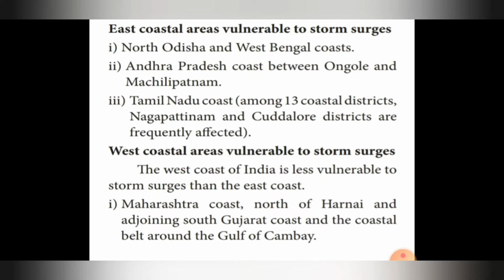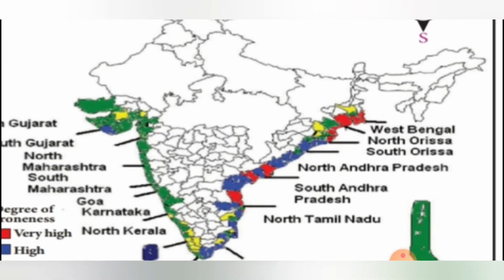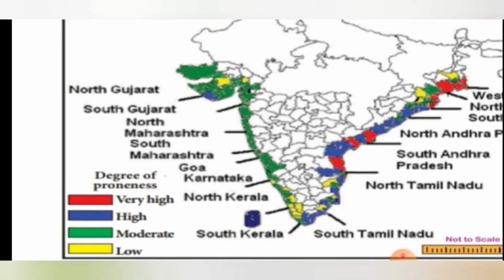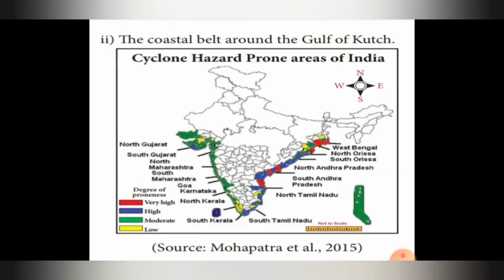Next one is west coastal areas vulnerable to storm surge. The west coast of India is less vulnerable to storm surge than the east coast. First one is Maharashtra coast north of Harnai and adjoining south Gujarat coast, and the coastal belt around the Gulf of Cambay. So here you could see in page number 126 this map, the coastal belt around the Gulf of Kutch. These are the places where vulnerable storms affect, just as we saw before.